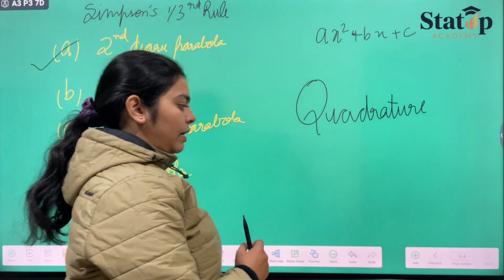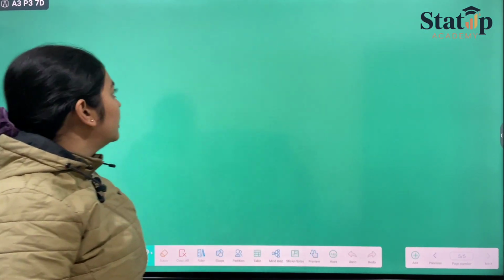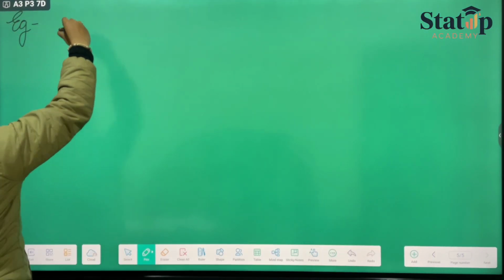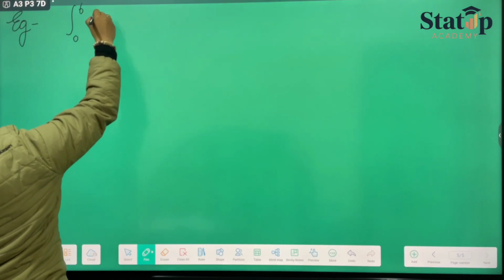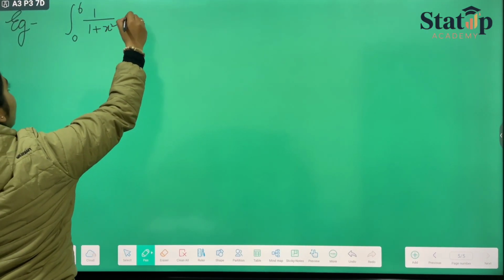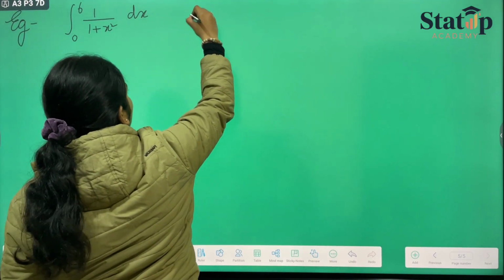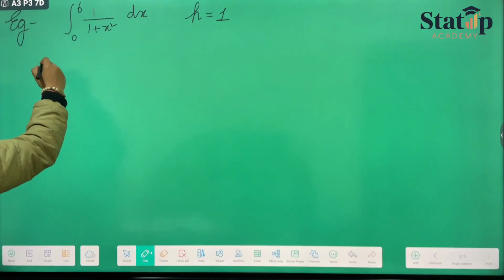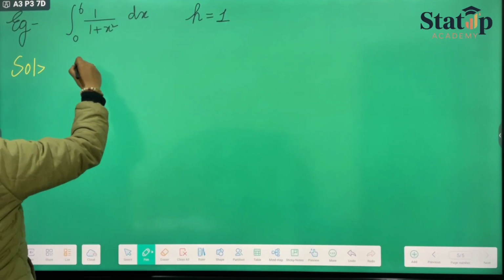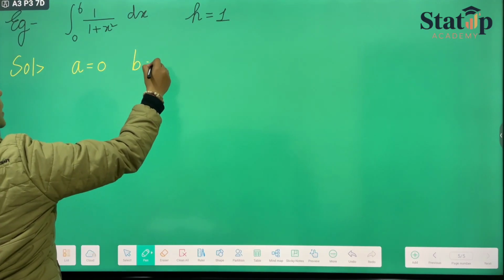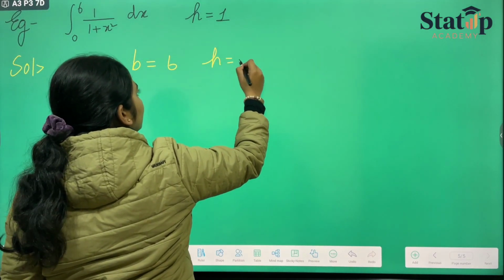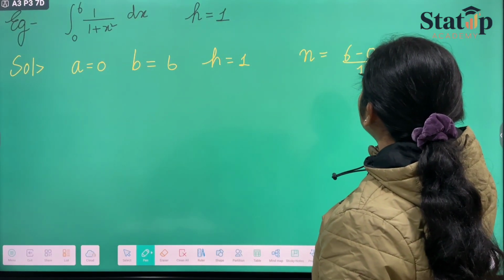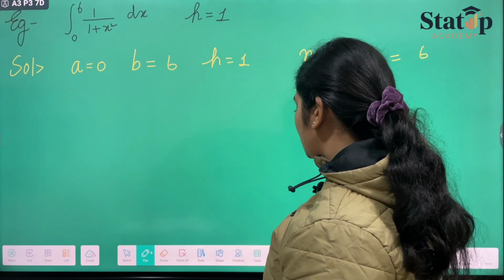Now let us solve one question of this kind. Then we'll move to PYQs. So if we take one question, the integral from 0 to 6 of 1 upon 1 plus x square dx, and h has been given to us as 1. Okay, this is our concept. So our lower limit is 0 and our upper limit is 6 and our h is 1. So our n will be equal to 6 minus 0 upon h, which is 1, which equals 6.